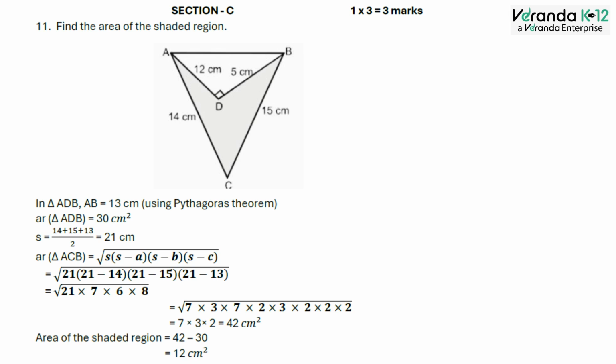So the area of the outer triangle is 42. Then here the area is 30. Since it is a right angle triangle, we can use half into the product of its legs as the area. So you will get half into 12 into 5, 30 centimeter square. So 42 minus 30, 12 centimeter square is the area of the shaded region.